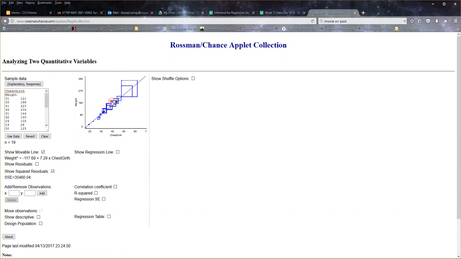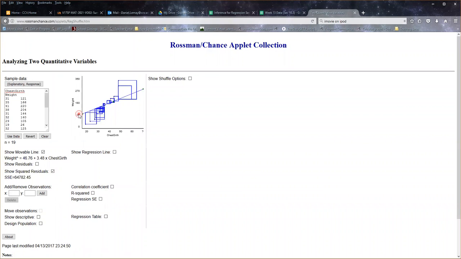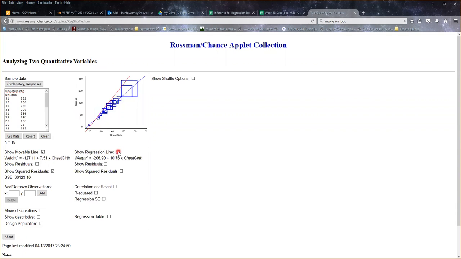Do you see how, when I'm moving everything around, this sum of squared residuals, sum of squared errors, changes and keeps getting bigger and bigger? So this is the measure that we're going to use to determine the best line of best fit. Statisticians came up with the least squares regression equation. In other words, it's the equation that has the lowest sum of squared residuals.